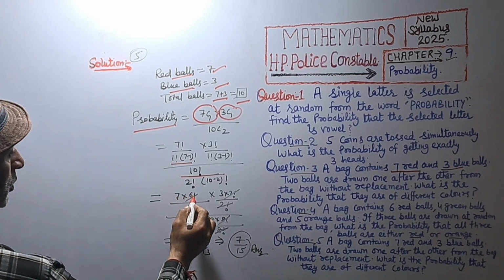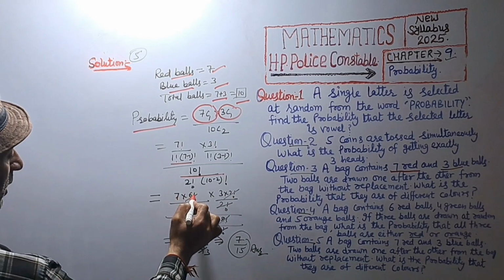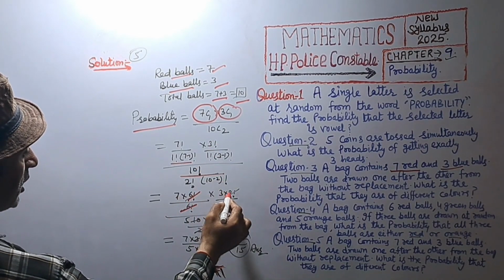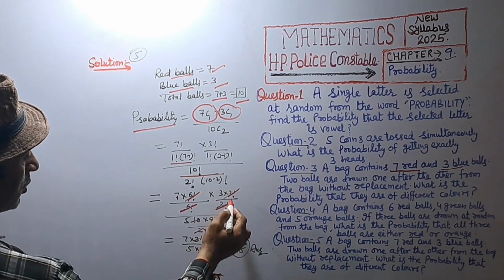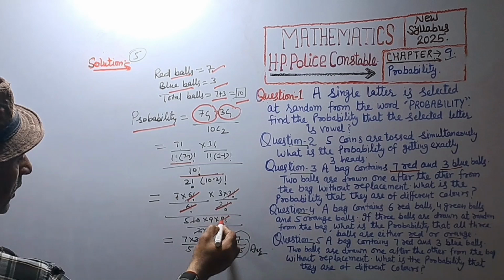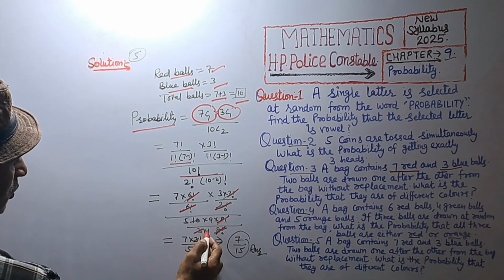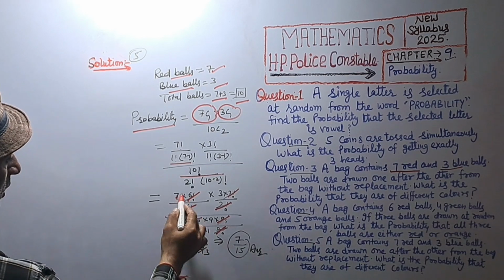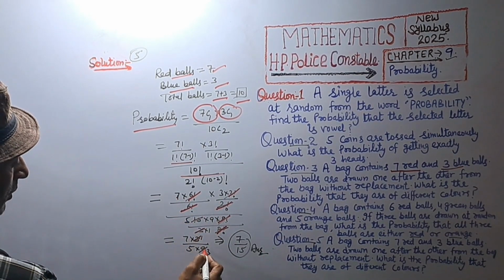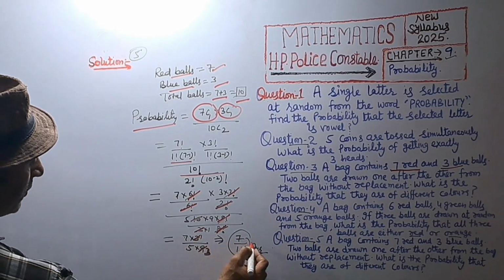So we get 7 into 6 factorial. We are breaking 7 factorial as 7 into 6 factorial upon 6 factorial, which is cancelled. 3 factorial, 3 into 2 factorial divided by 2 factorial, which is also cancelled. Divided by 10 into 9 into 8 factorial upon 2 into 8 factorial, which is cancelled. 2 1s are 2, 5 2s are 10. So we get 7 multiplied by 3 upon 5 multiplied by 9. 3 1s are 3, 3 3s are 9. And we get 7 upon 5 3s are 15, answer.